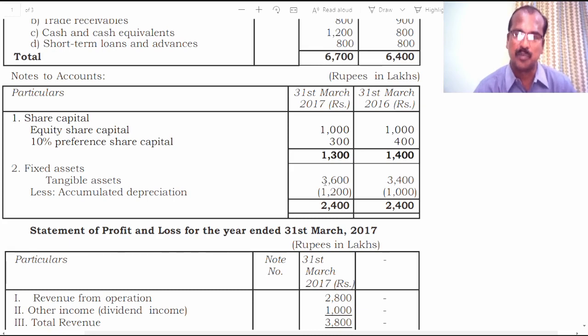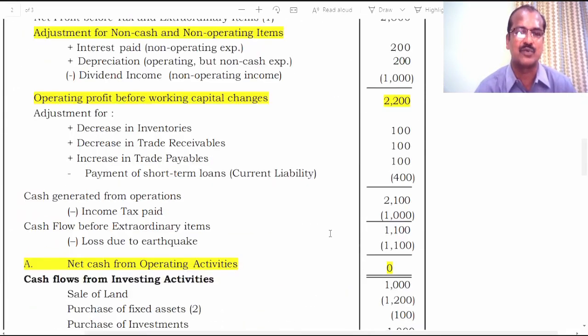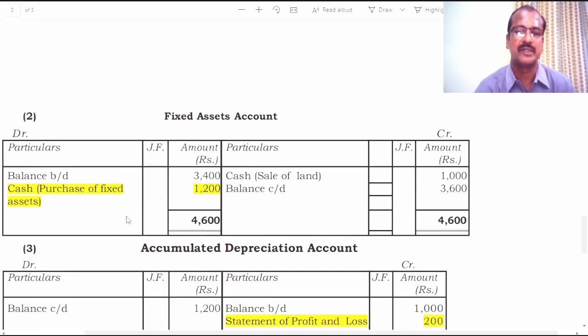You are advised to open the fixed assets account only at its cost value when there is a provision for depreciation account maintained for it. So 3,400 opening, 3,600 lakhs closing, and that is what is considered in its ledger account. We were also informed through the additional information that an asset named land was sold at its cost value of 1,000 lakhs. The journal entry for it: cash account debtor to fixed assets or land account. Here land is not separated, it is grouped together with the fixed assets.